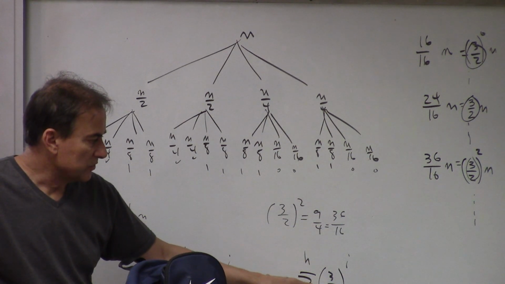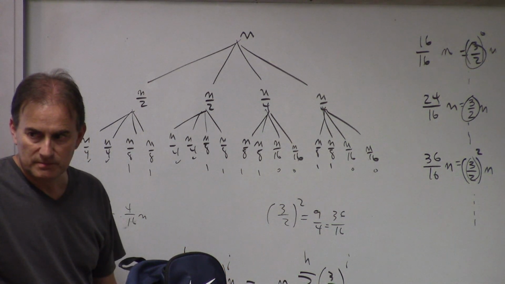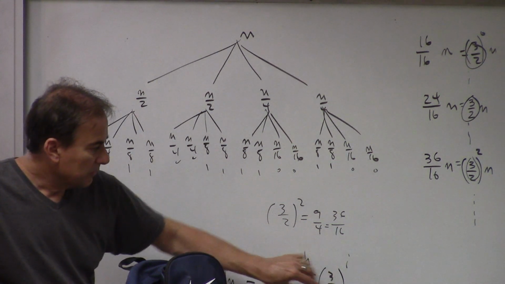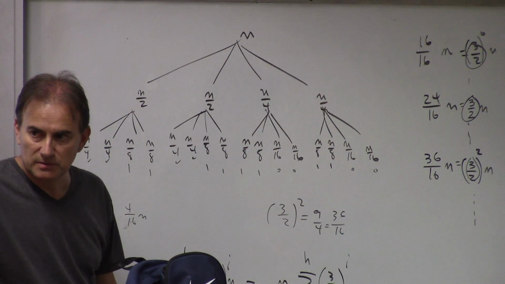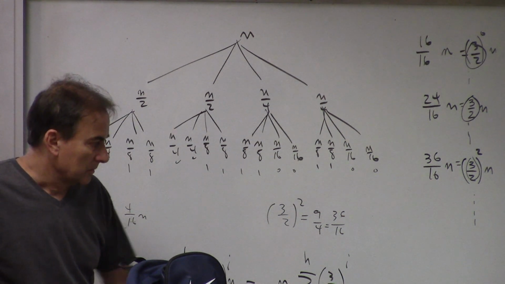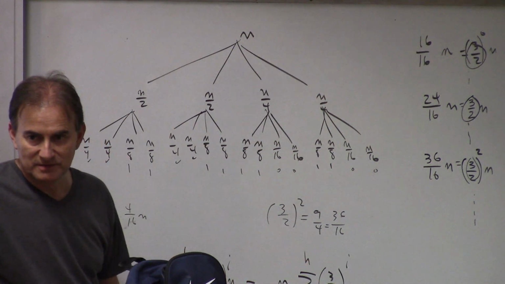If this number 3 over 2 was 2 over 3, this whole thing would converge even if this went to infinity. What kind of sequence would we have? We don't have it, but if we had it.